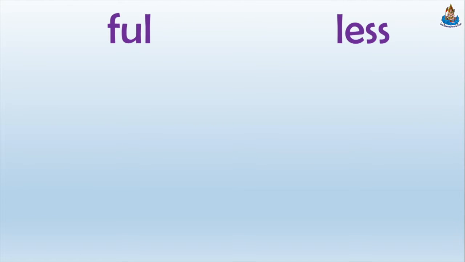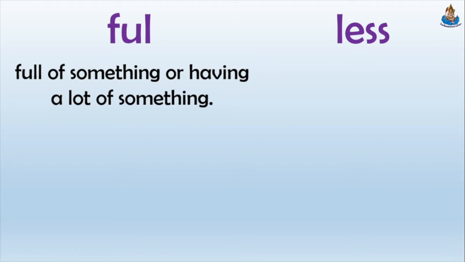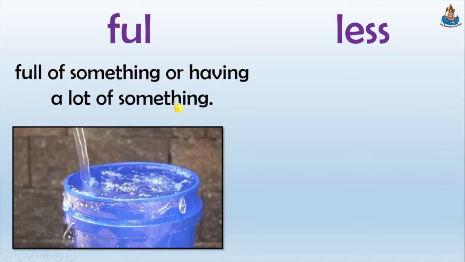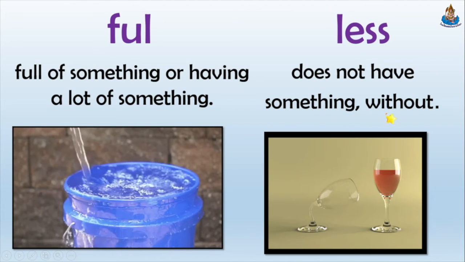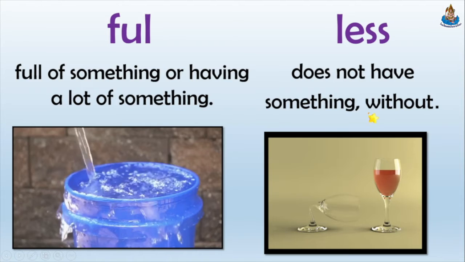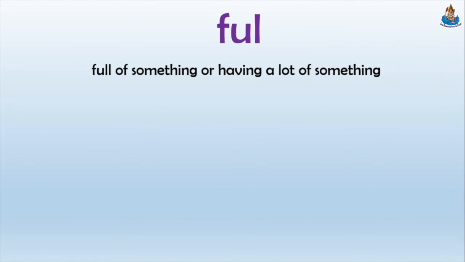Let's take the first two adjective endings, full and less. These two are exactly the opposite of one another. The suffix full means having a lot of something, while less means without, or does not have something. Let's take a look at these examples. Let's take the suffix full first. Full, once again, means full of something or having a lot of something.